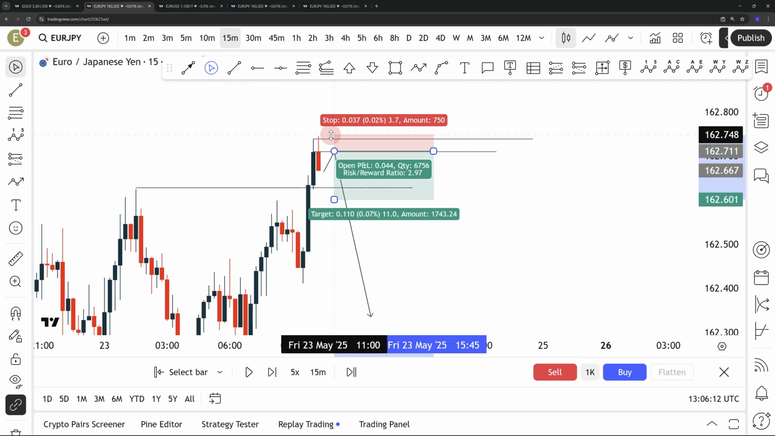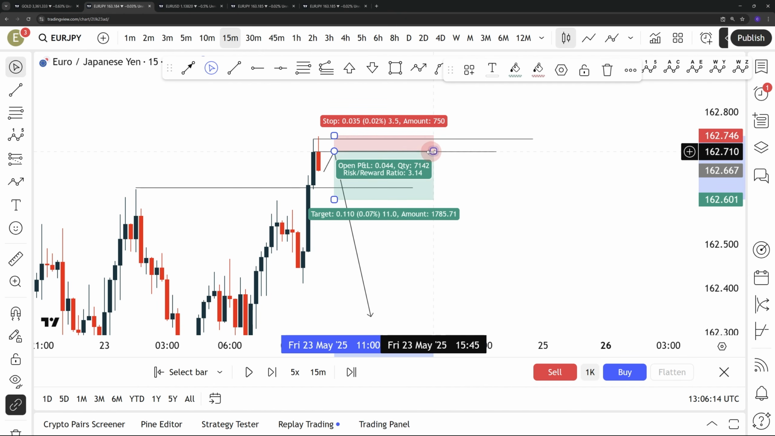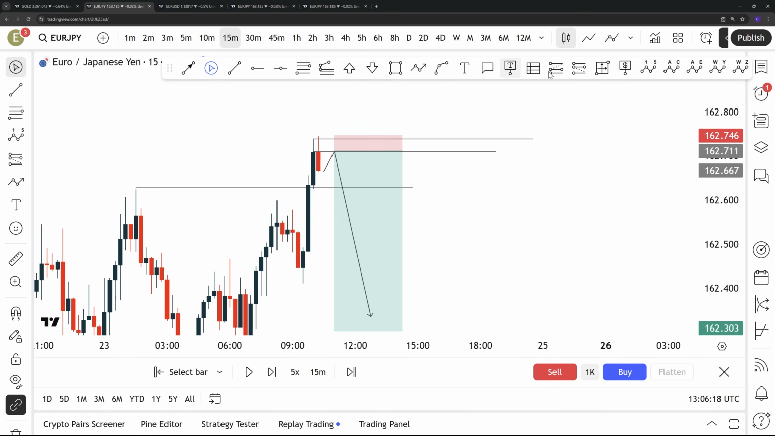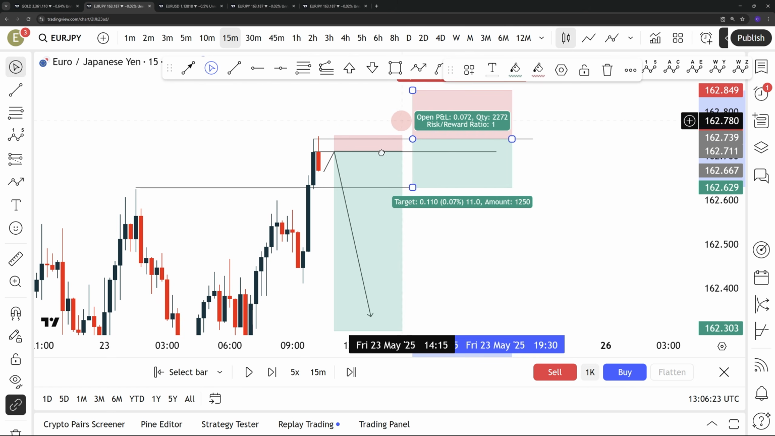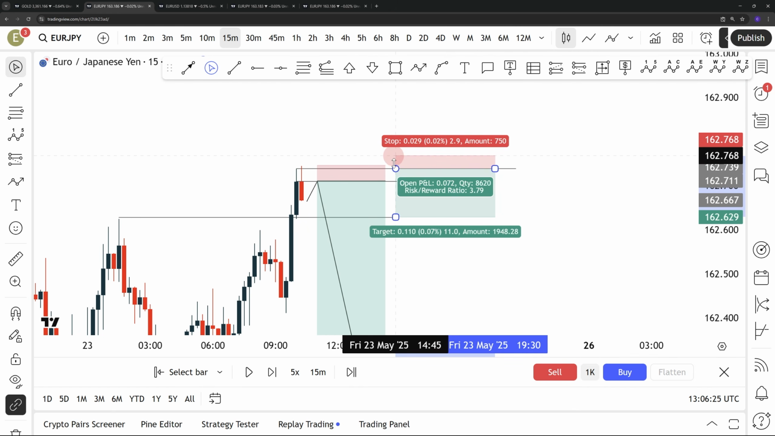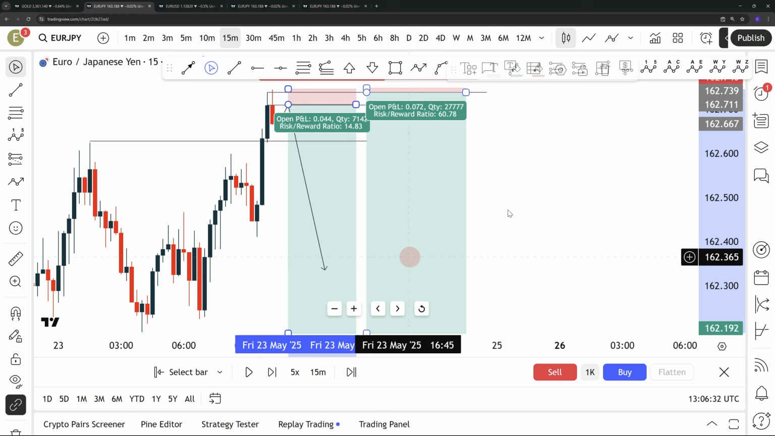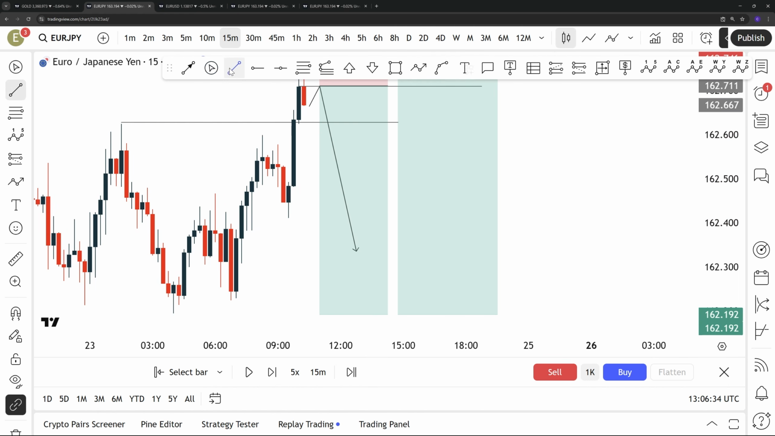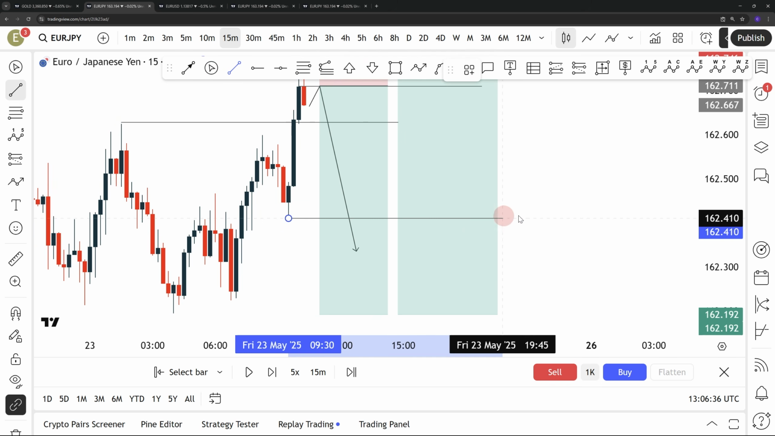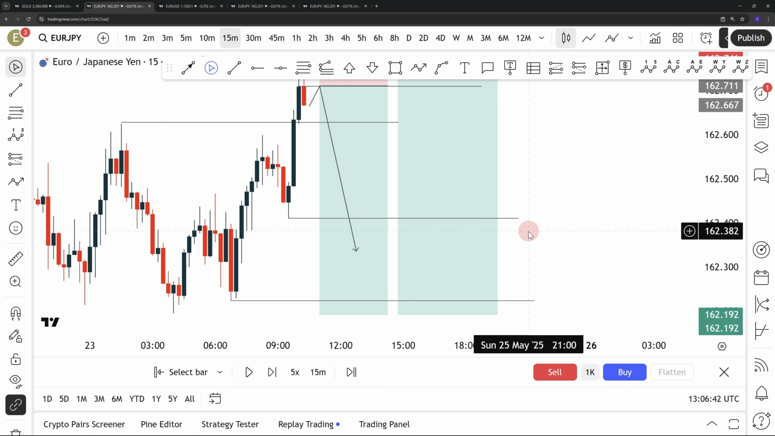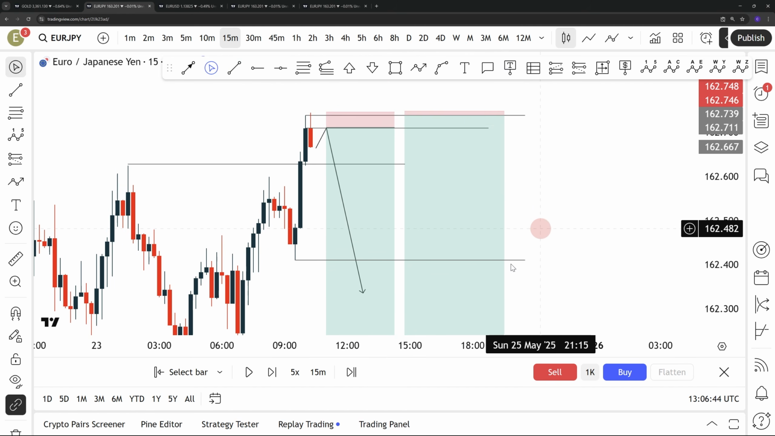This is our first entry, and then we target the previous low. This one here, this is our second entry. We put a stop loss above, and then we look for a potential target to the low. You can also take profit around this area or these areas here. As long as you are targeting any previous low, that will be your take profit level.